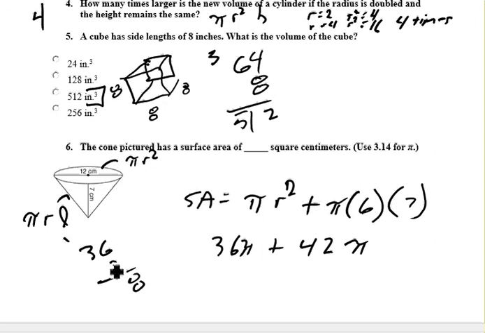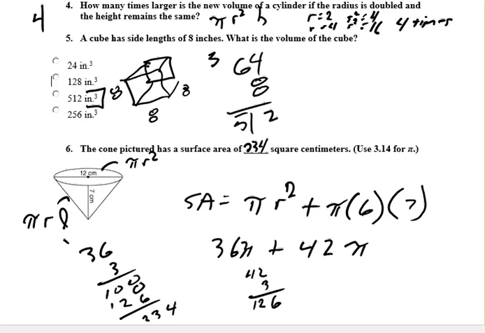3 times 3 is 9, plus 1 is 10. So 108, and then 42 times pi. If pi was 3, that's 126, then I would add these two. So 108 plus 126, 234. So your answer should be a bit larger than 234 if you actually use pi. I use 3. You guys are supposed to use 3.14, so yours should be a bit larger than my answer.